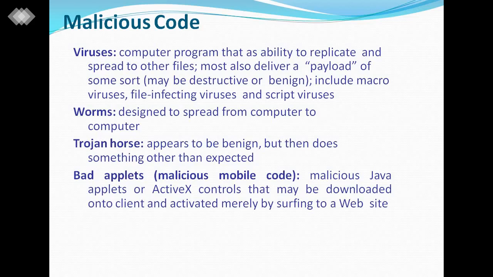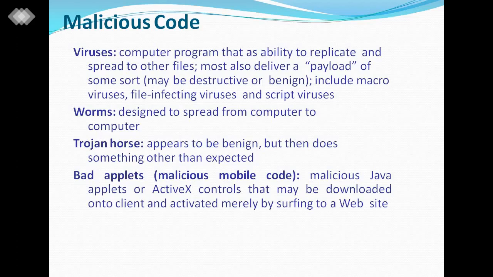Viruses are computer programs that have the ability to replicate and spread to other files. Most also deliver a payload of some sort, and include macroviruses, file infecting viruses, and scripting viruses. Worms are designed to spread from computer to computer. A Trojan horse appears to be benign but then does something other than expected.